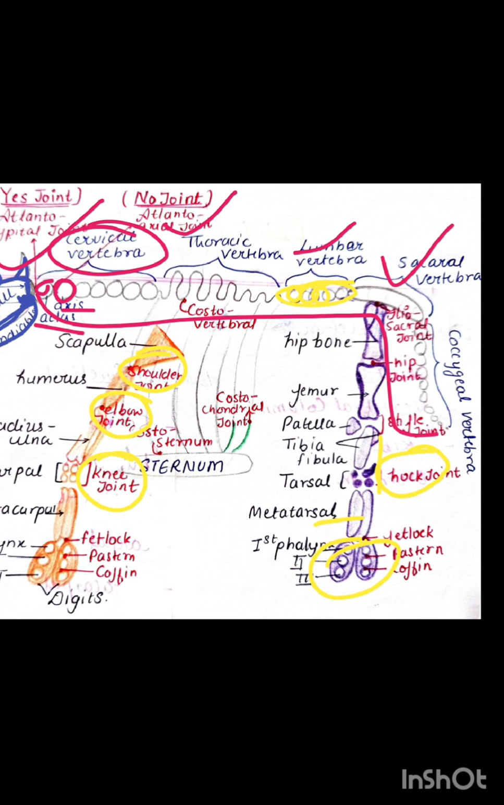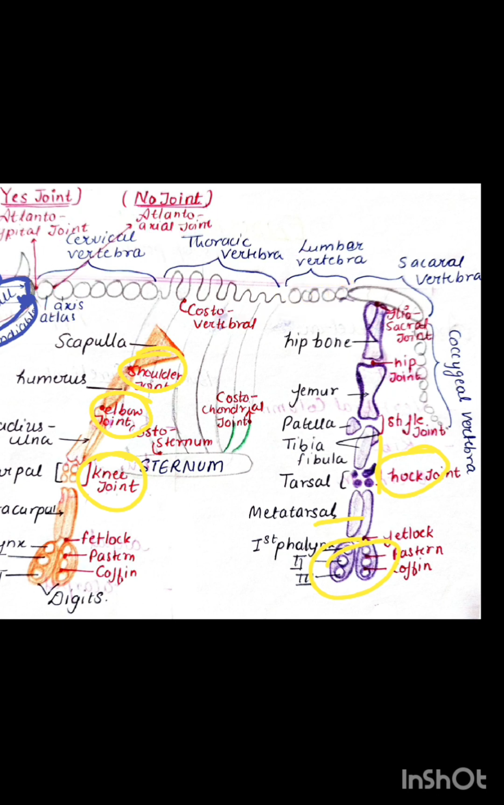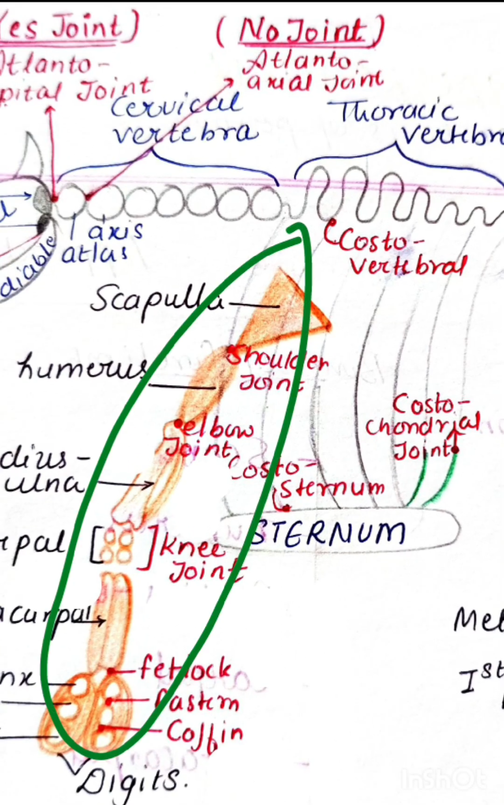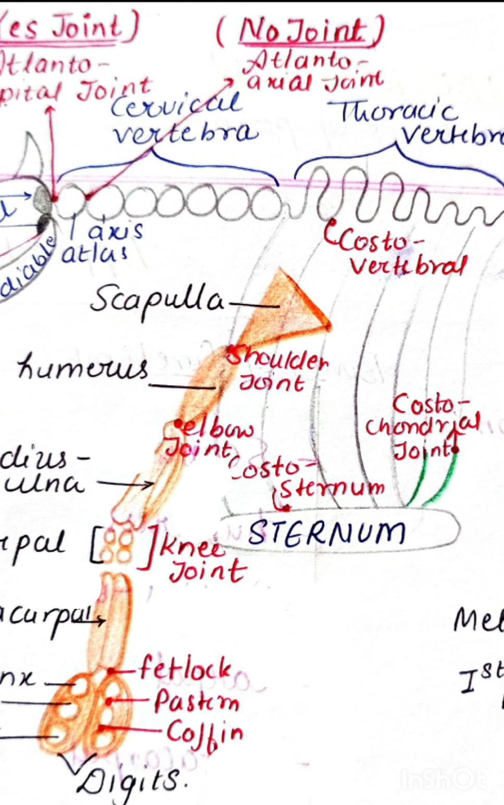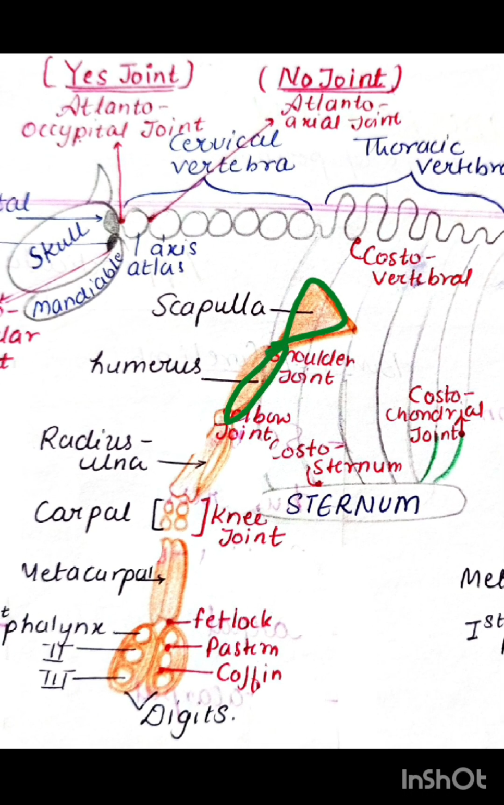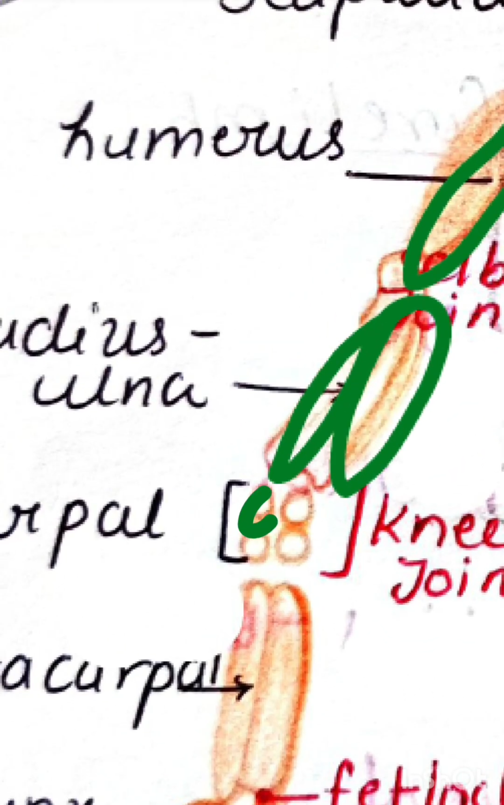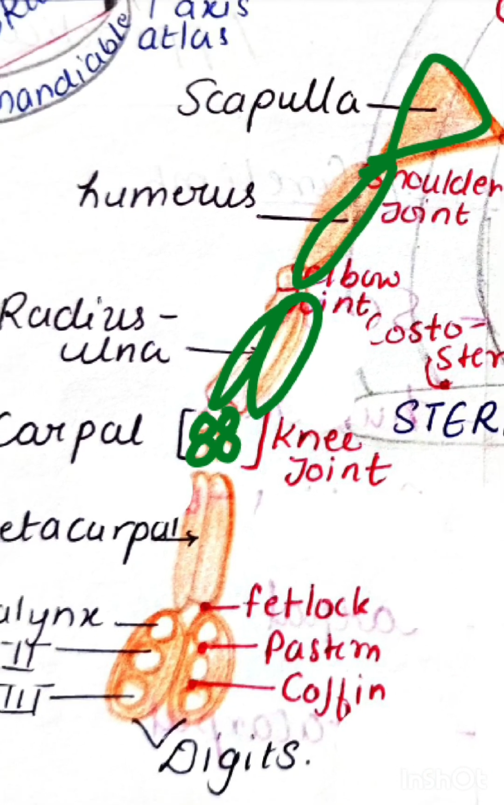In the next part we study the appendicular system, which contains the hind limb and the forelimb. Let me first study the forelimb. First we have the scapula. The scapula is a triangular bone present at the uppermost part. Second is the humerus, the longest and largest bone in the forelimb. Third are the radius and ulna, two bones present in the forelimb, equal in size and fused. Fourth is the carpal, 4 in number, which form the knee joint.